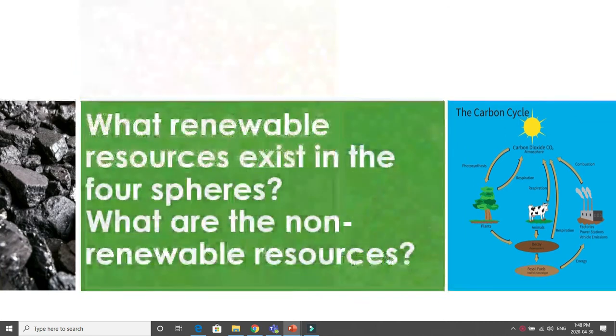Let's get started. So we'll be asking ourselves what renewable resources exist in the four spheres and what are the non-renewable resources. This is the first question I'm asking you. You should be able to tell me what's there. So what are the renewable resources that exist in the spheres and what are the non-renewable resources? If you want to go ahead and pause the video, now's a good time to do it because you need to have a discussion, create a list, and then check your answers with me. So go ahead and pause the video. Yeah, pause it because I'm moving on.